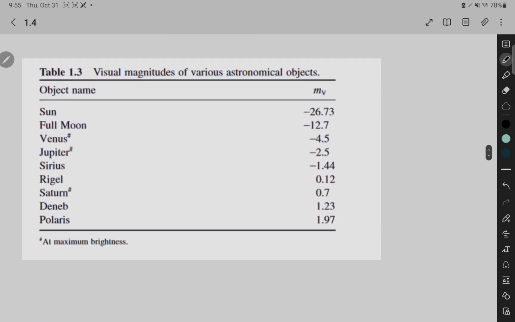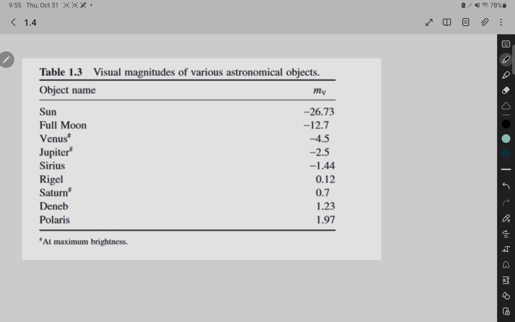So this is the apparent magnitude of different objects in our night sky. As you can see, Sun, full moon, Venus, Jupiter. You can see how this is ranked by brightness, how bright they seem to our human eye. And you might be thinking, okay, so the Sun is much brighter than Saturn, right? Saturn is 0.7 and the Sun is negative 26.73.